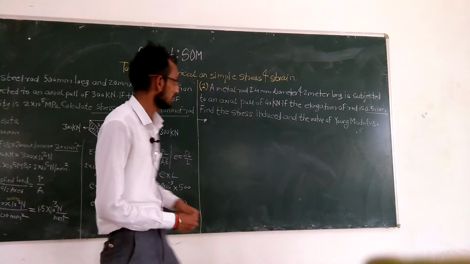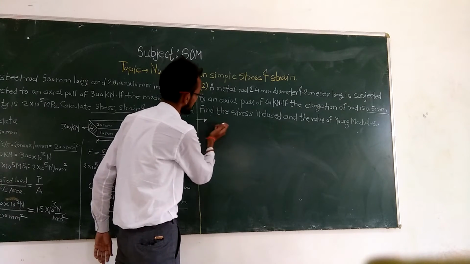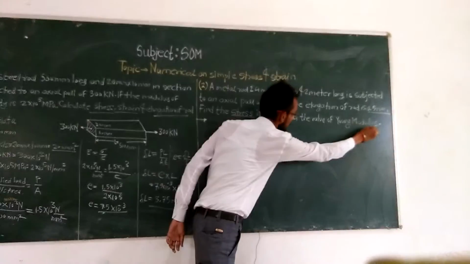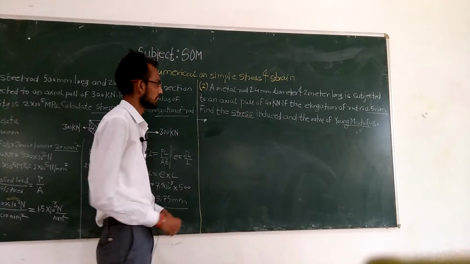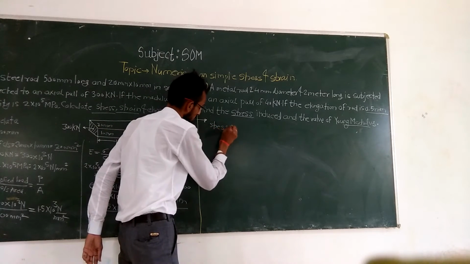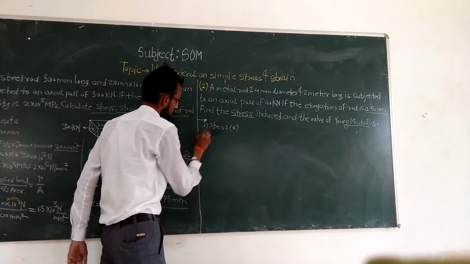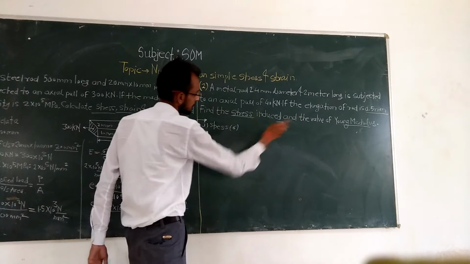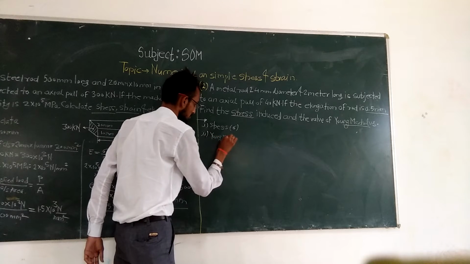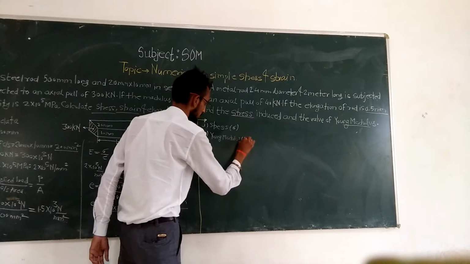In this numerical, we have to calculate two quantities: one is the stress, and the second is the value of Young modulus. To calculate the stress means to calculate the value of sigma, and next is to calculate the value of Young modulus, E.